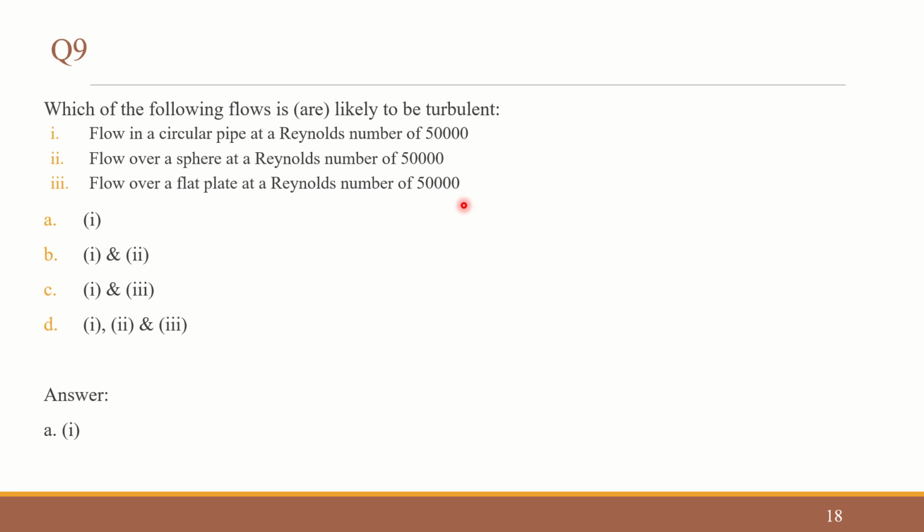For the flow in a circular pipe at a Reynolds number of 50,000, it is turbulent, whereas in the other cases it is not turbulent. We will see the critical Reynolds number for flow through these different applications.